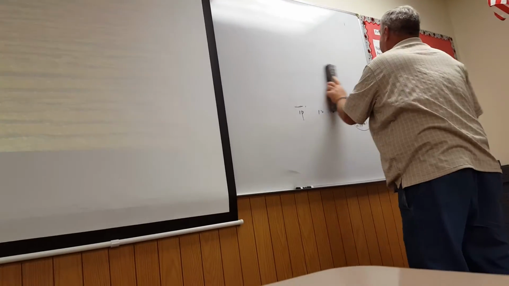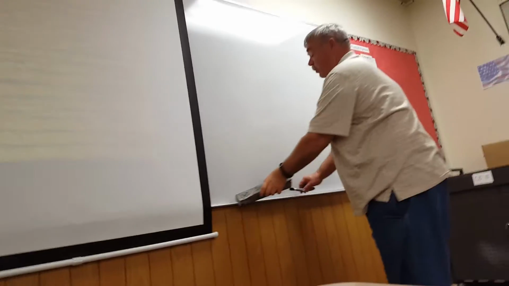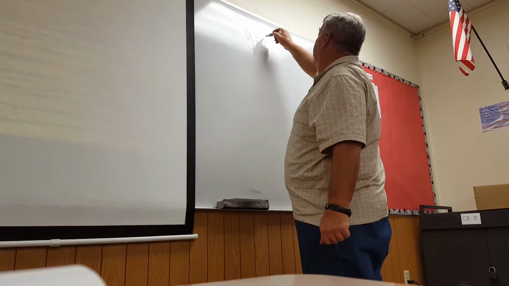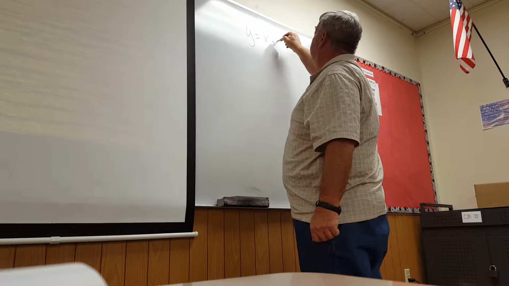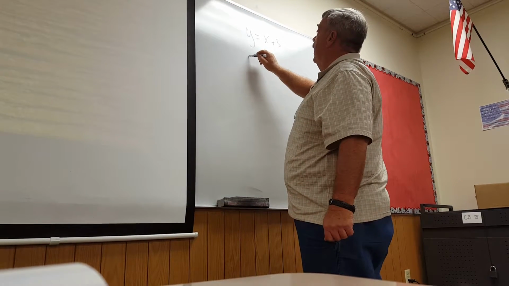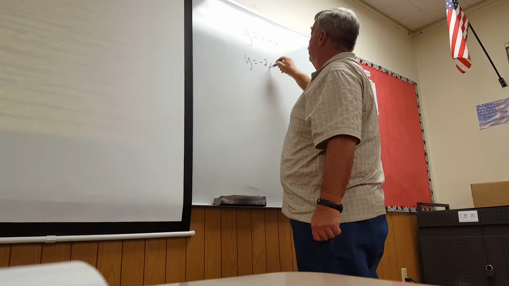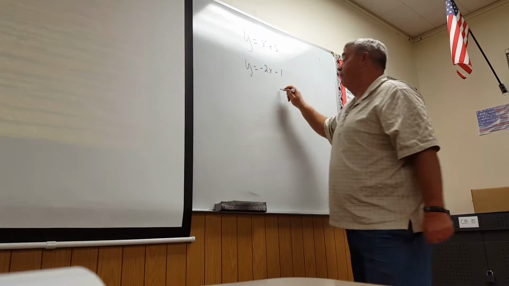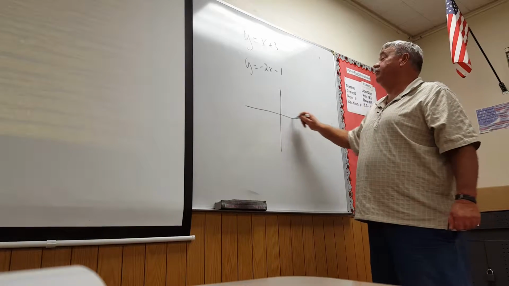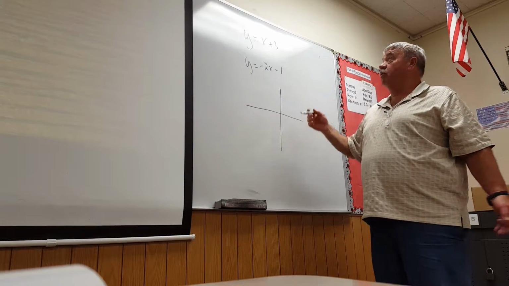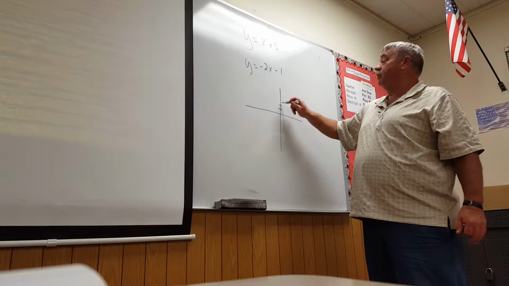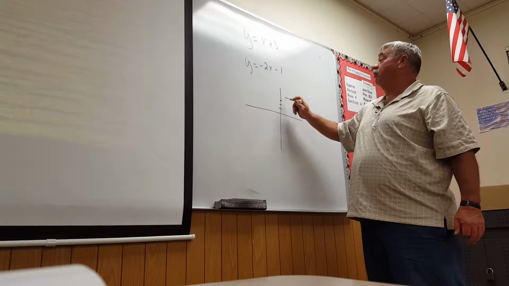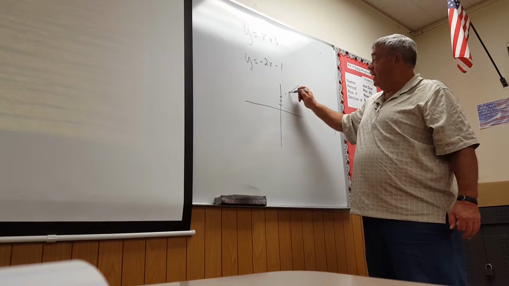So an example would be, you would have y equals x plus 3, and then y would equal negative 2x minus 1, okay? Now, if we do these graphically, which we don't do, the x plus 3 would start here, and then the slope is 1, so it'll go up 1 over 1, and this is what the graph would look like.